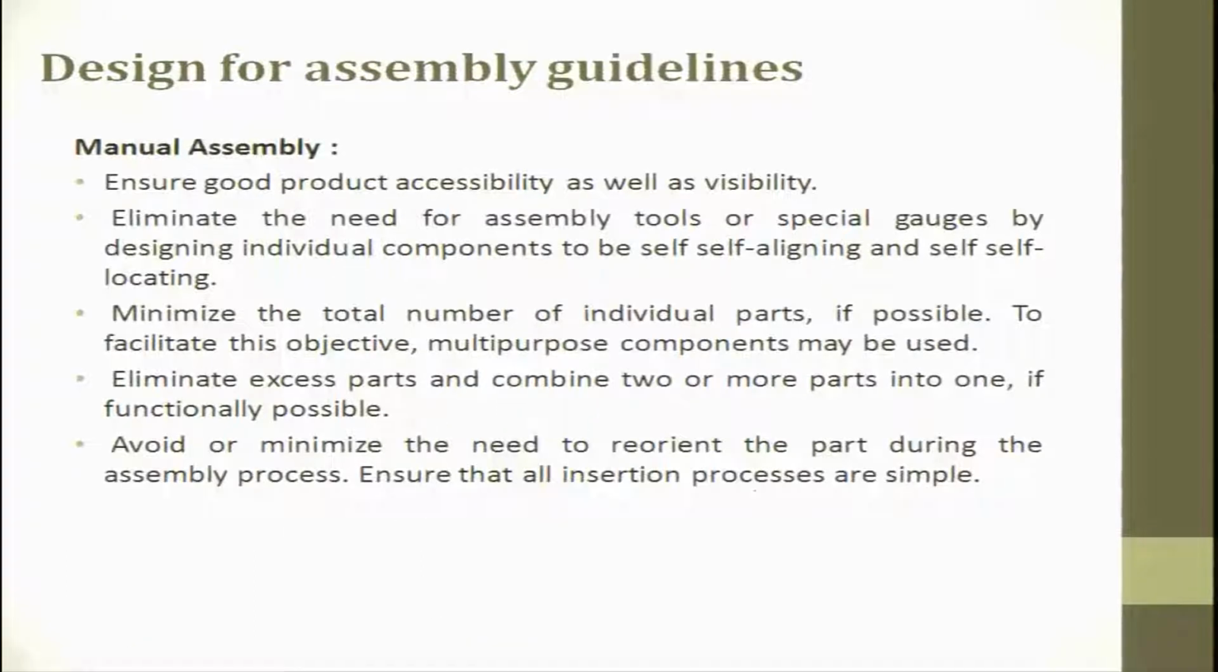So, the next one is manual assembly. Ensure good product accessibility as well as visibility. These are the assembly guidelines. Eliminate the number of assembly tools or special gauges by designing individual components with self-aligning and self-locating principles. Alignment and locating are different things. Self-locating means where there is a hole, the part gets located. Aligning means it gets adjusted. So, these two are different.